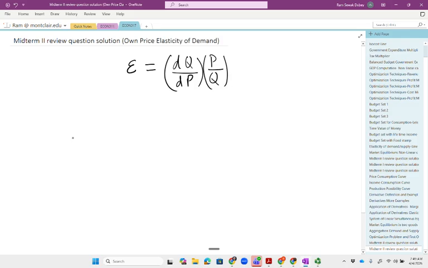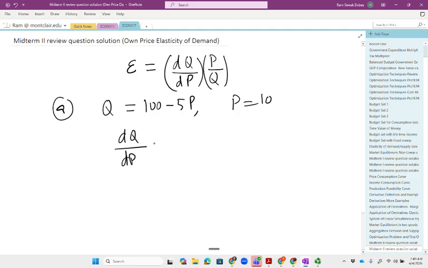So in the first part, we are given the demand function itself, which is quantity equal to 100 minus 5P. And we have to find out the elasticity for P equal to 10. So here I will take the derivative of Q with respect to P. The first term is a constant, so 0, minus the second term, 5P, the derivative is negative 5. So the derivative turns out to be negative 5.